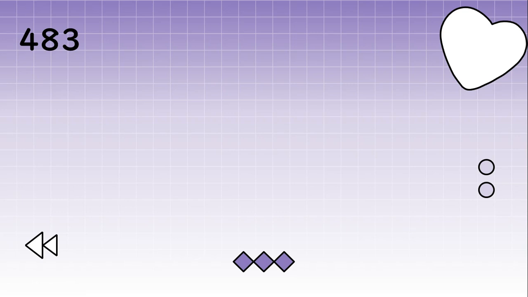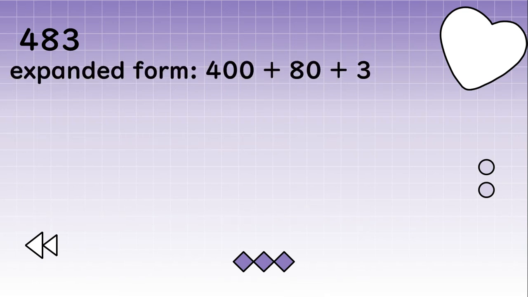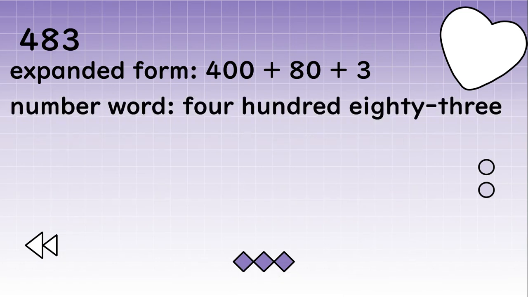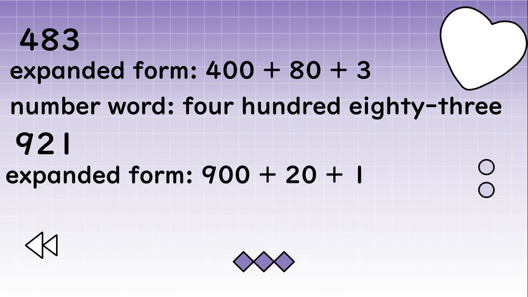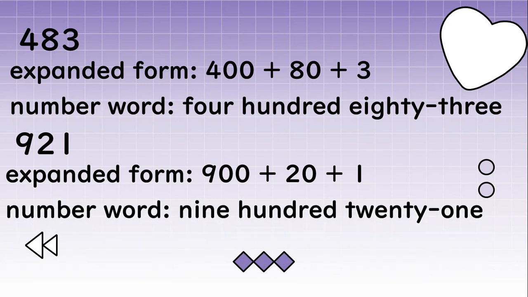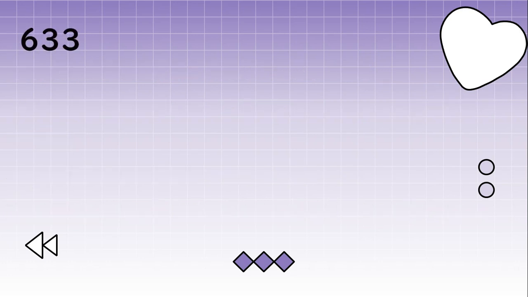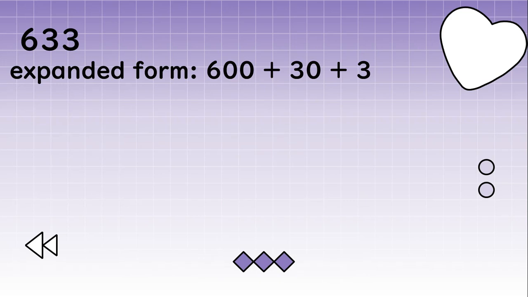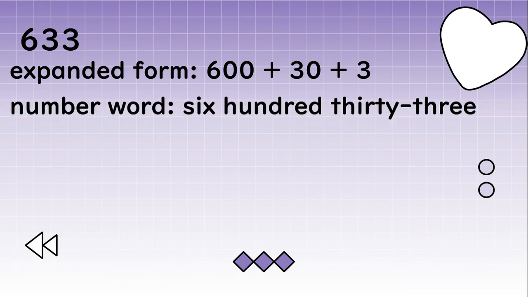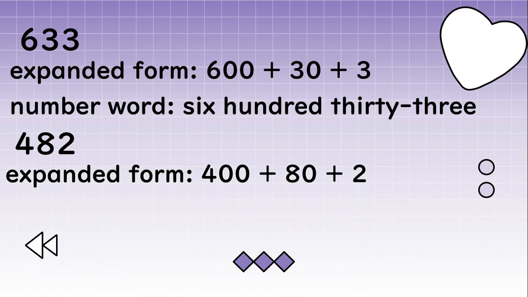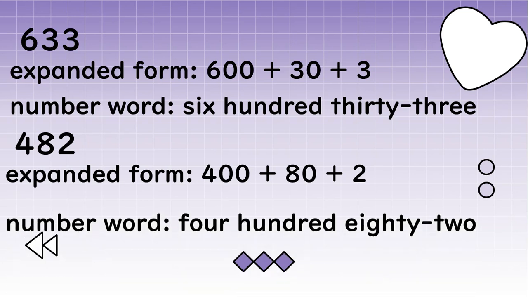Next, 483. So the expanded form for this will be 400 plus 80 plus 3. And this is the number word for 483. We have 921. So this will be the expanded form for 921. We have 900 plus 20 plus 1. And this is the number word for 921. Next, we have 633. The expanded form is 600 plus 30 plus 3. And this is the number word. And for the last number, we have 482. The expanded form is 400 plus 80 plus 2. And the number word is this.